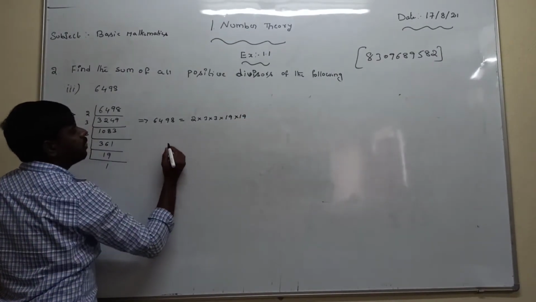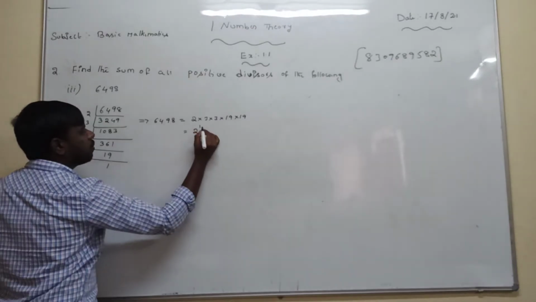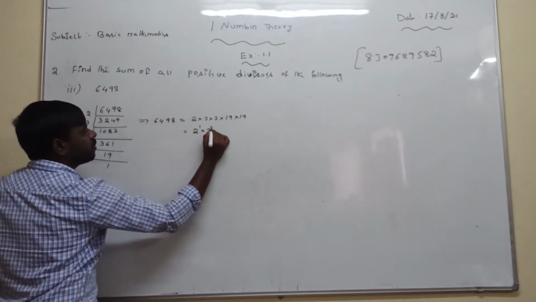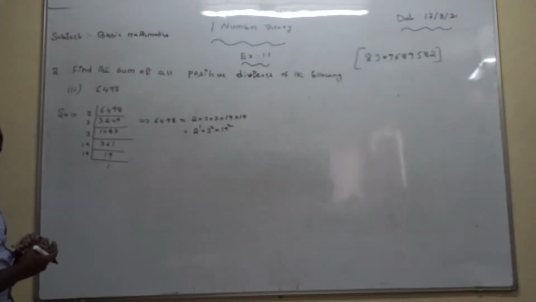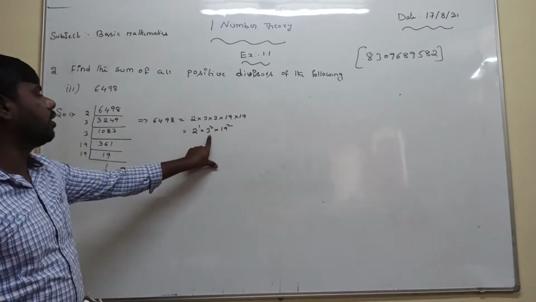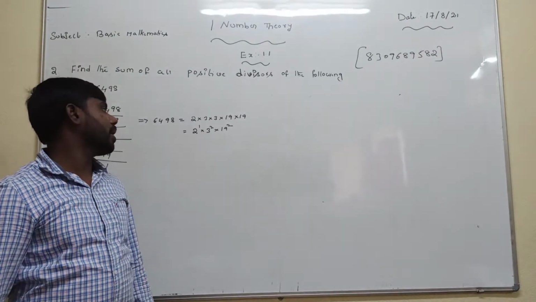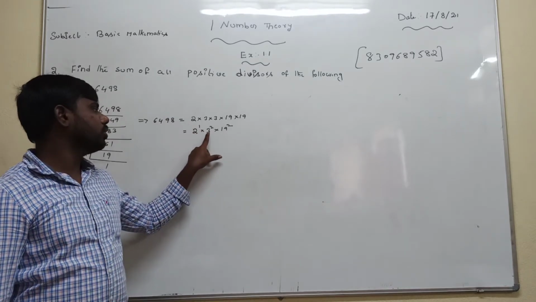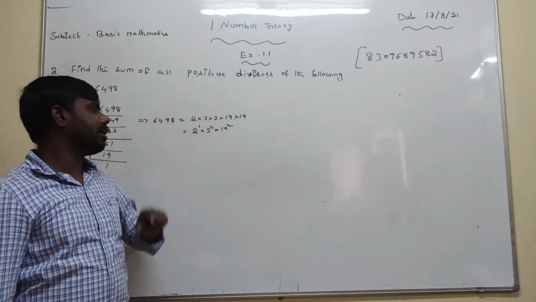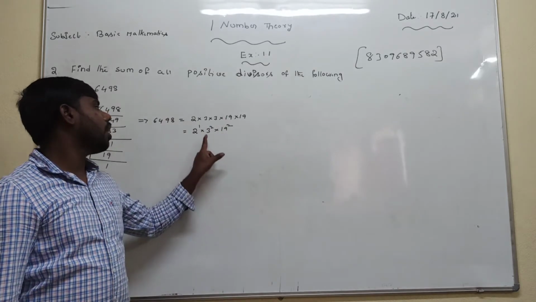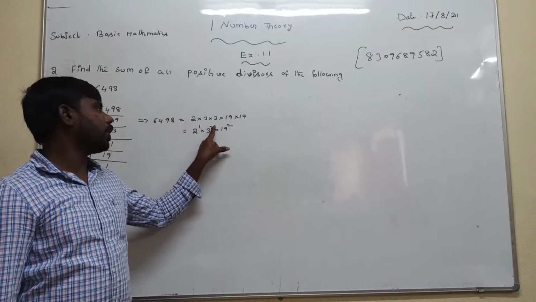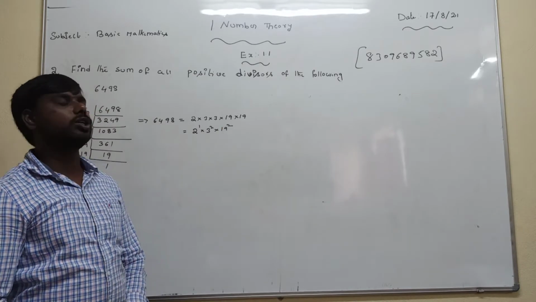Now 2 is repeated only one time, 3 is repeated 2 times, and 19 is also repeated 2 times. How many prime numbers did we get? Only 3 prime numbers. P1 value is 2, P2 value is 3, P3 value is 19. The power elements are called alpha values. Alpha 1 is equal to 1, alpha 2 is equal to 2, alpha 3 is equal to 2.